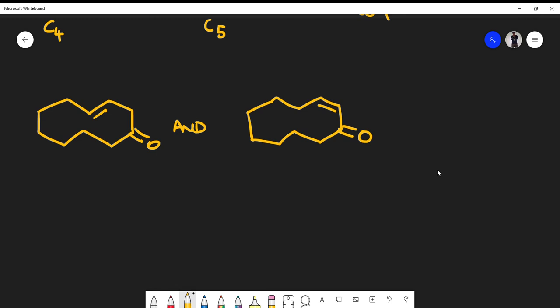Now, are these constitutional? So are these different compounds? Well, in order for it to be a different compound, or they're totally not related, then the molecular formula would have to be different. And I just told you that the molecular formula is actually the same. So we know that there's some sort of relationship between the two. They cannot be different compounds, right? And so in fact, these are actually constitutional isomers.